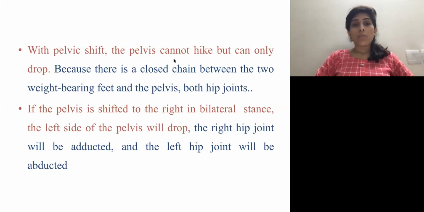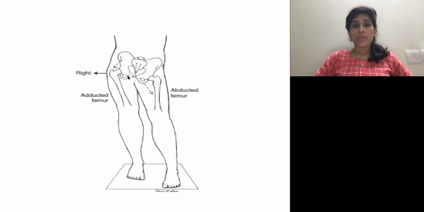Okay, so if the pelvis is shifted to the right in bilateral stance, the left side of the pelvis will get dropped and the right hip joint will be in the adducted position. The left hip joint will be in the abducted position. So here the shifting is on the right side. The left side of the pelvis is going for abduction and the right side of the pelvis is going for adduction. Okay.